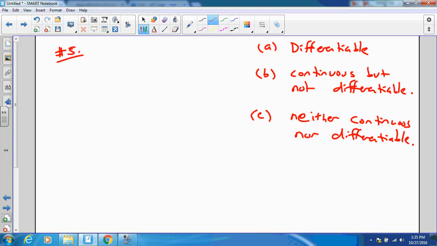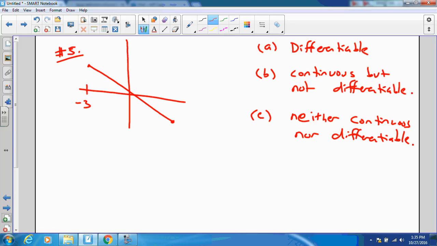Notice that a fourth theoretically possible option, differentiable but not continuous, does not appear here because that is impossible. It is not possible for a function to be differentiable but not continuous. That was our first type of non-differentiability, right? So, now we take a look at number 5.